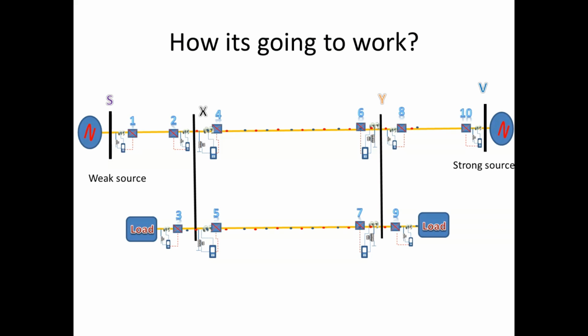For this I have taken one simple network. In this we have 4 buses: S, X, Y, V. The S and V buses are connected with sources. X and Y have a transmission line, and both buses have a parallel transmission line. Now we are going to consider the fault is nearer to breaker 4.